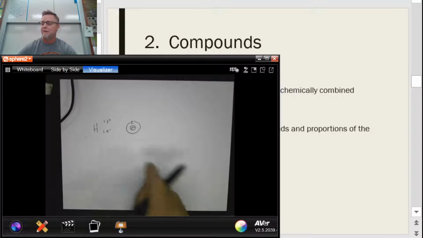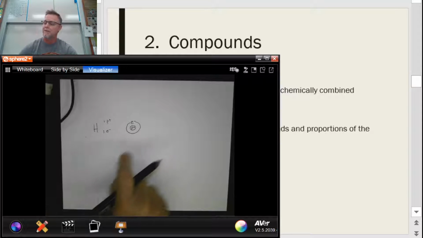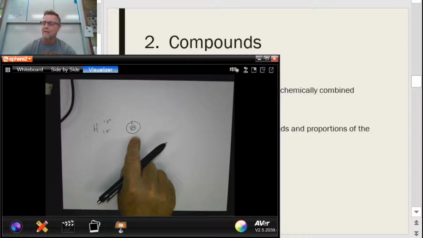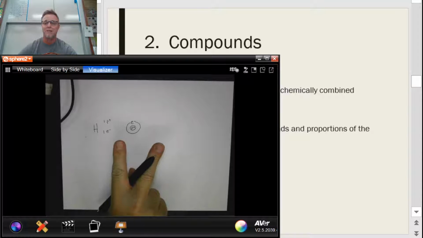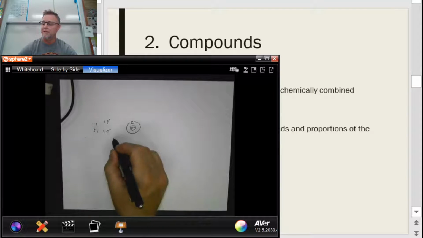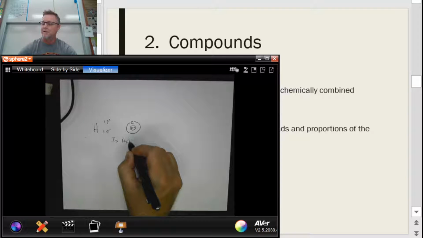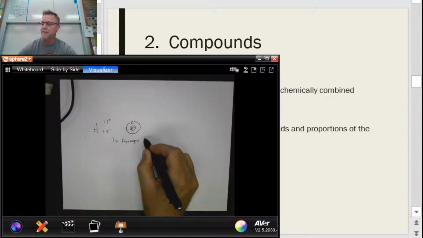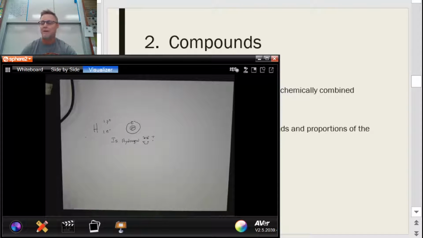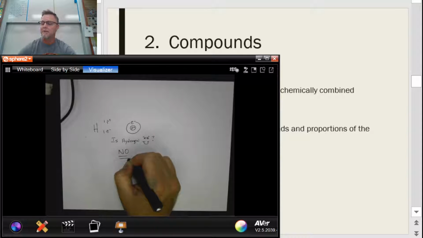Okay? Now, I just told you a moment ago that atoms are only going to be happy if their outer shell is full. This atom only has 1 electron shell, and in that electron shell, there's only 1 electron. Atoms in this condition are only going to be happy if their outer shell actually has 2 electrons. So my question for you is, is hydrogen happy? You should be saying no.